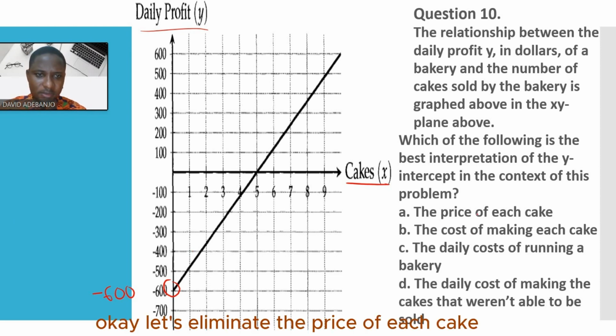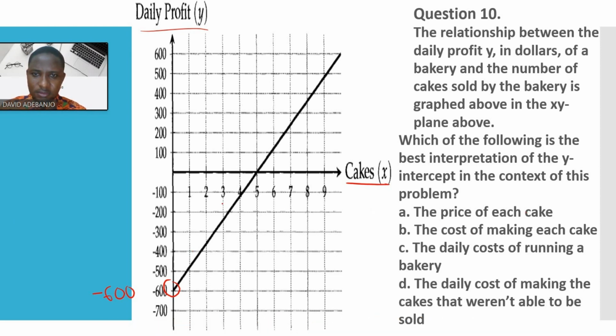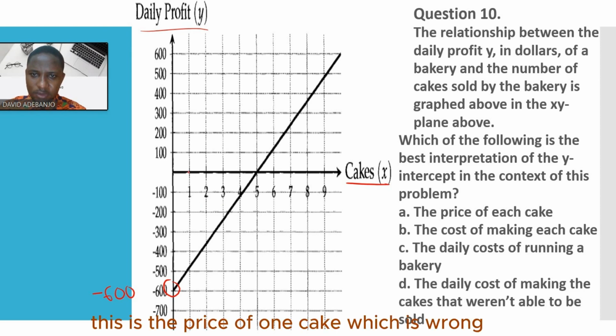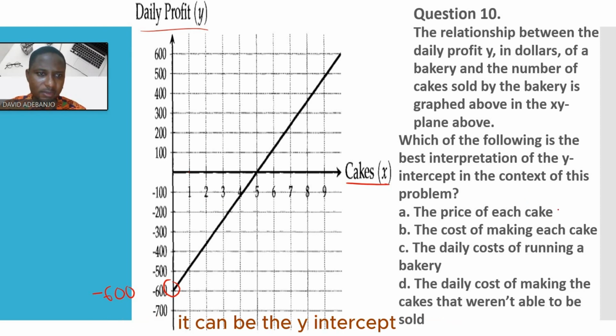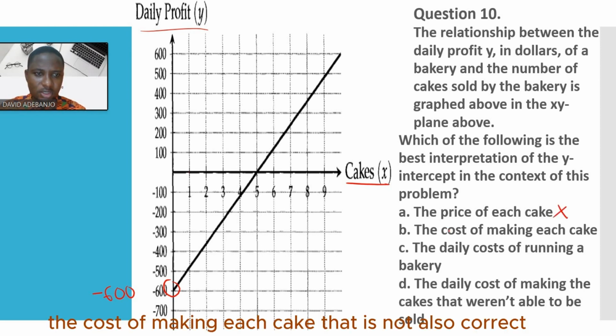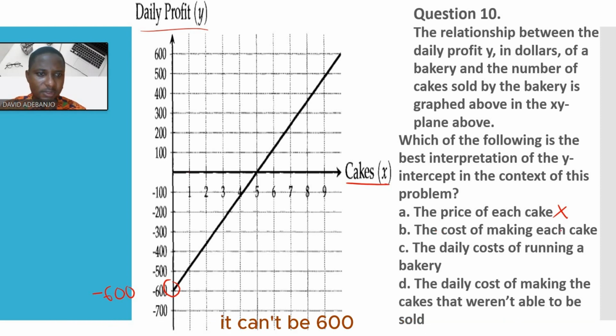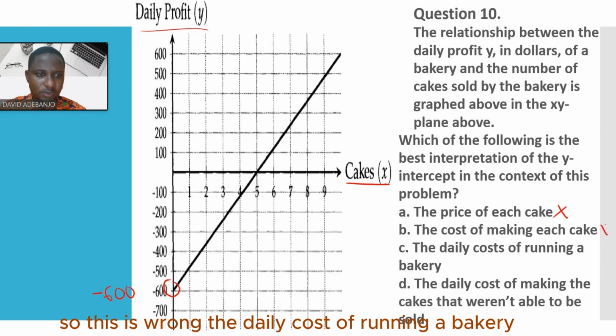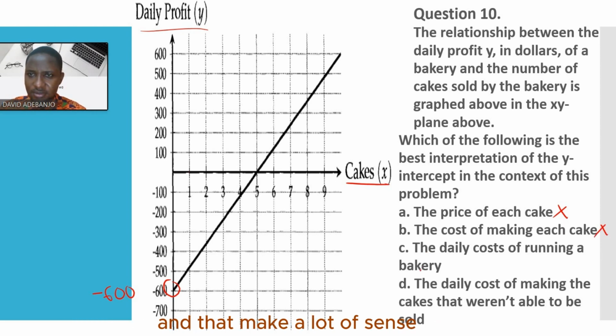Okay, let's eliminate the price of each cake. This is the price of one cake, which is wrong. It can't be the y-intercept. So this is out. The cost of making each cake is also not correct. It can't be 600. So this is wrong. The daily cost of running a bakery, and that makes a lot of sense.